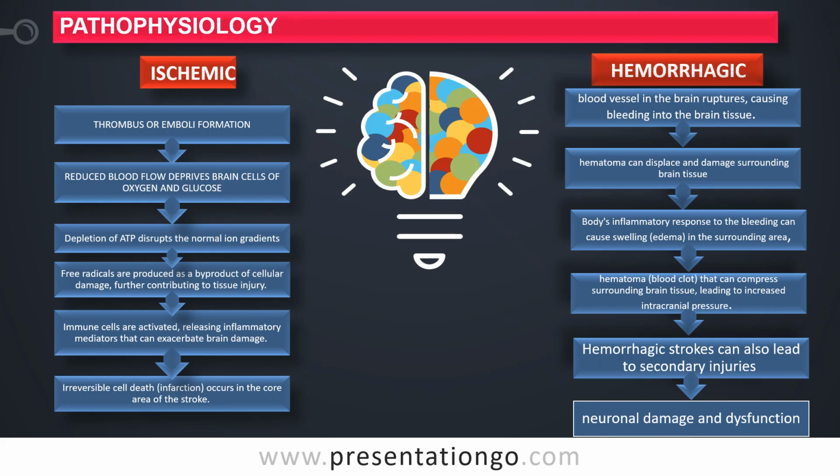Now, on the basis of whether it is an ischemic stroke or a hemorrhagic stroke, I have brought down this pathophysiology. If it is an ischemic stroke, you will see a thrombus or emboli. There must be an embolus or a thrombus. That leads to reduced blood flow, depriving the brain cells of oxygen and glucose. And because the glucose is not available, there is a depletion of ATP.